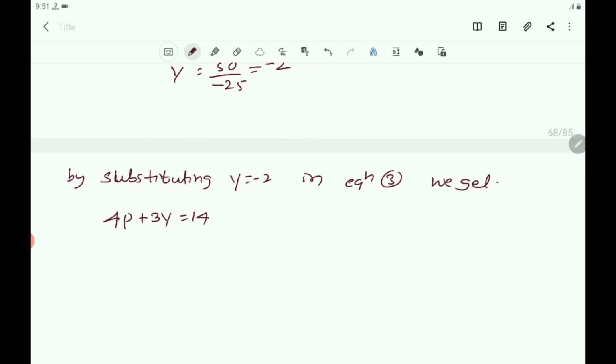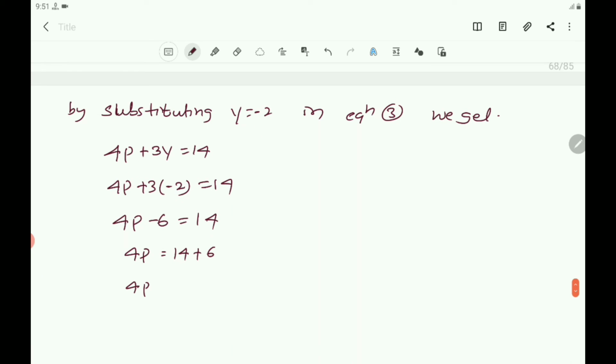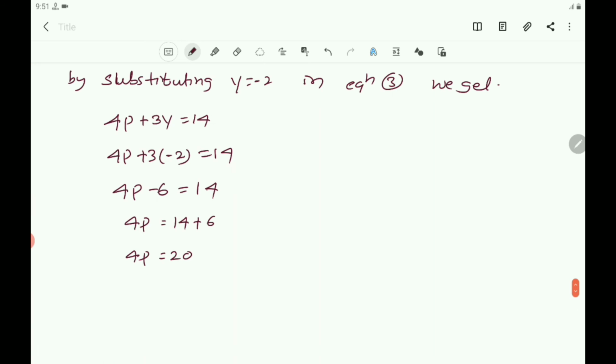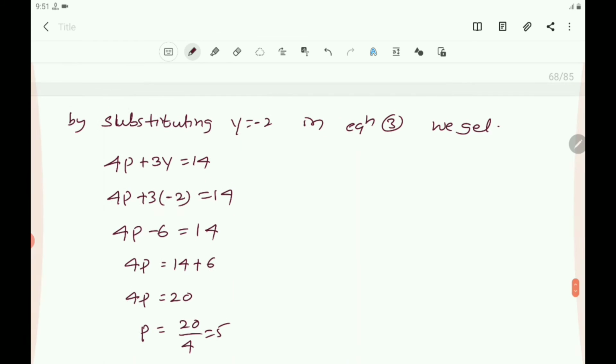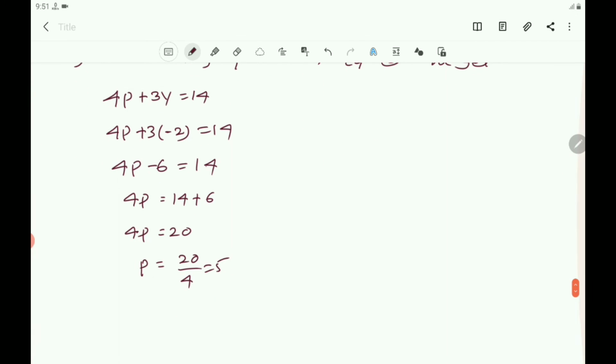Then you write 4p plus 3 into y value, which is minus 2, is equals to 14. Then it is 4p minus 6 is equals to 14. Then 4p is equals to 14 plus 6. So it is 4p is equals to 20. You got p is equals to 20 by 4, that is equals to 5. So you got p is equals to 5 and y is equals to minus 2.